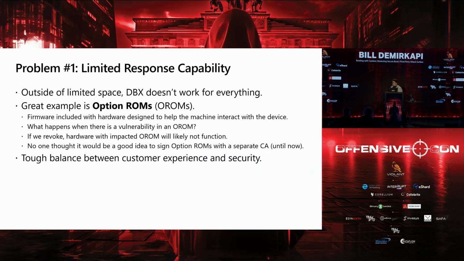Now, outside of limited space, there's also another problem. DBX doesn't work for everything. A great example is option ROMs, which is what allows your graphics card to interact with your machine seamlessly. What happens if there's a vulnerability in an option ROM? If we revoke it, any hardware that uses that option ROM will suddenly not work anymore. And unfortunately, no one thought it would be a great idea to separate option ROMs with a separate CA until now. This again goes back to the problem of how do we balance customer experience with security.